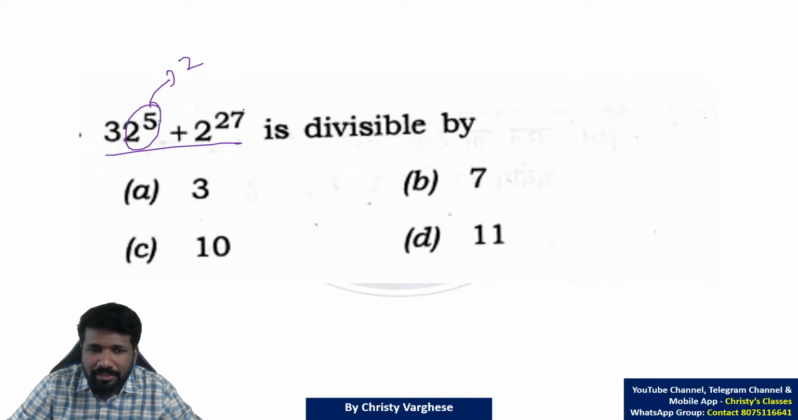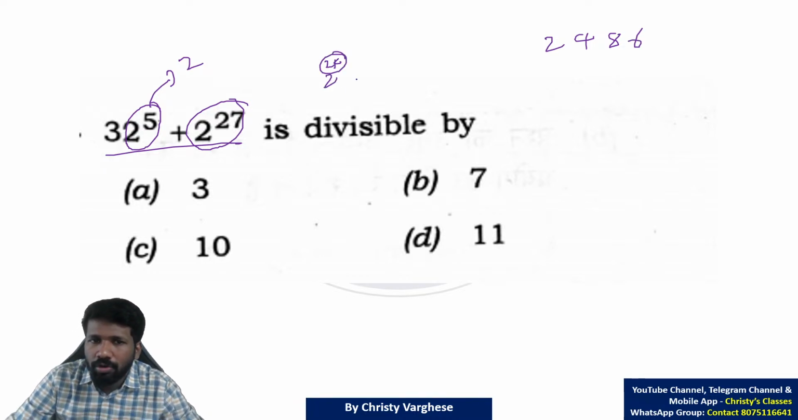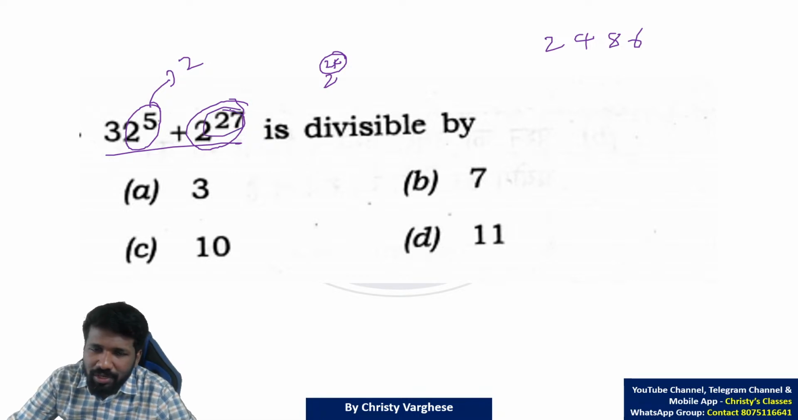And 2 raised to 27. 2's power cycle is 2, 4, 8, 6. 2 raised to 24 is a multiple of 4. So 2 raised to 24 plus 3 is 27. So the remainder is 3.